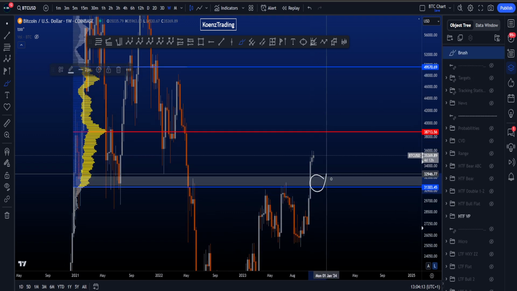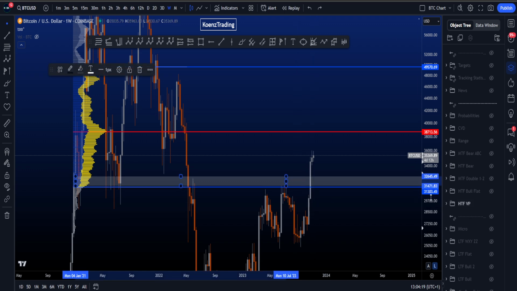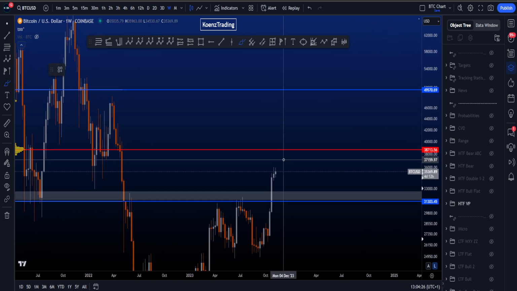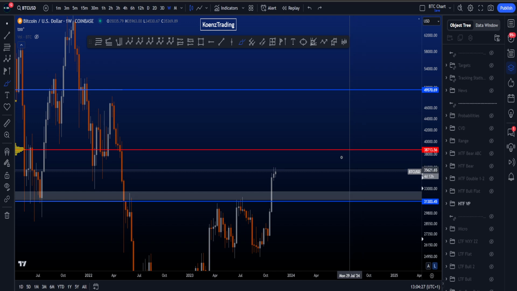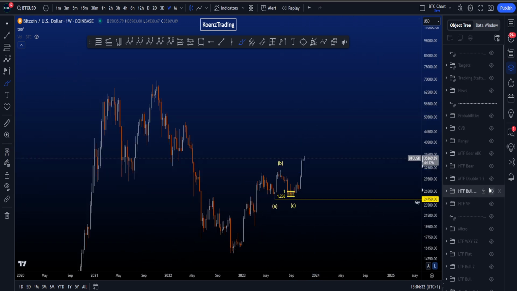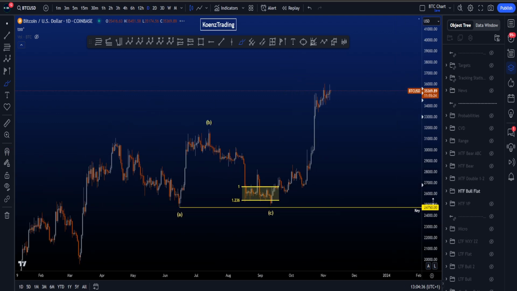Now the support over here, important levels 31.3k, which is the value area low, as well as this white box here between 31.4k and 32.6k. Above price on this time frame, important resistance is the point of control at 38.7 and the value area high at 49.5k.